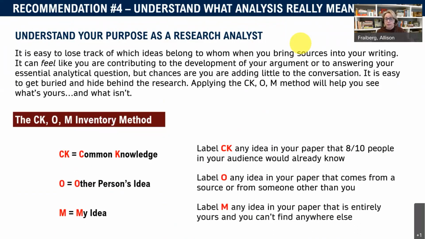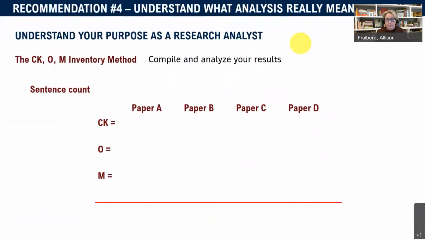Okay. Now, when you think about it, you can really do an inventory. And here, let's say there's 4 papers. Okay. So you do your inventory, and let's say you've done paper A, which has, as it turns out, 53 sentences that are common knowledge, 8 sentences that are other people's ideas, and 7 sentences that are yours. Is that going to be a good analytical paper?